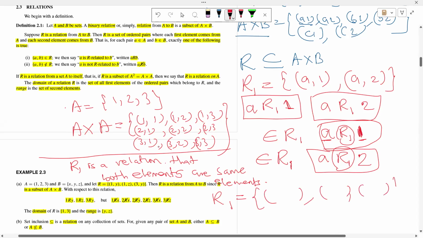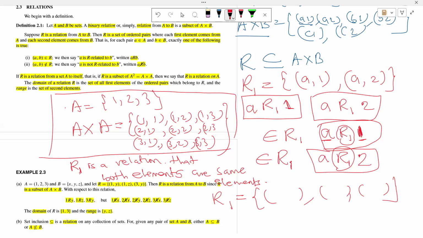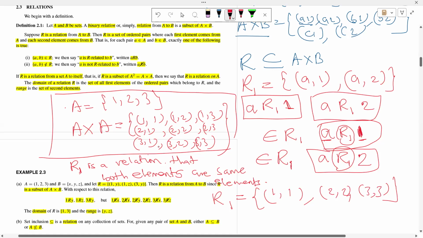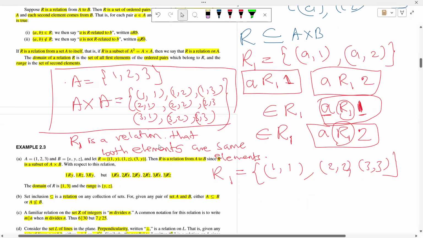If I ask this type of question, I am writing it in sentence form. R1 is a relation. Just look at this scenario: A is the set with 1, 2, 3. Now we can find A cross A. R1 is a relation on set A in which both elements are the same. So what are the possible pairs? Both elements being the same means only three pairs: (1, 1), (2, 2), (3, 3). These are the three ordered pairs for relation R1, right?